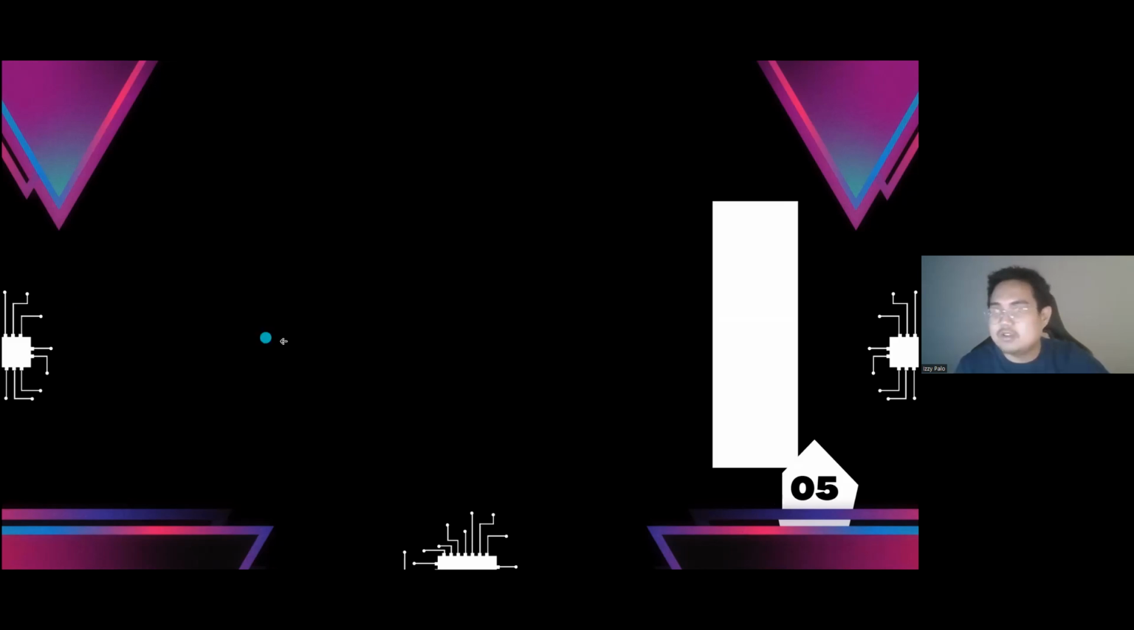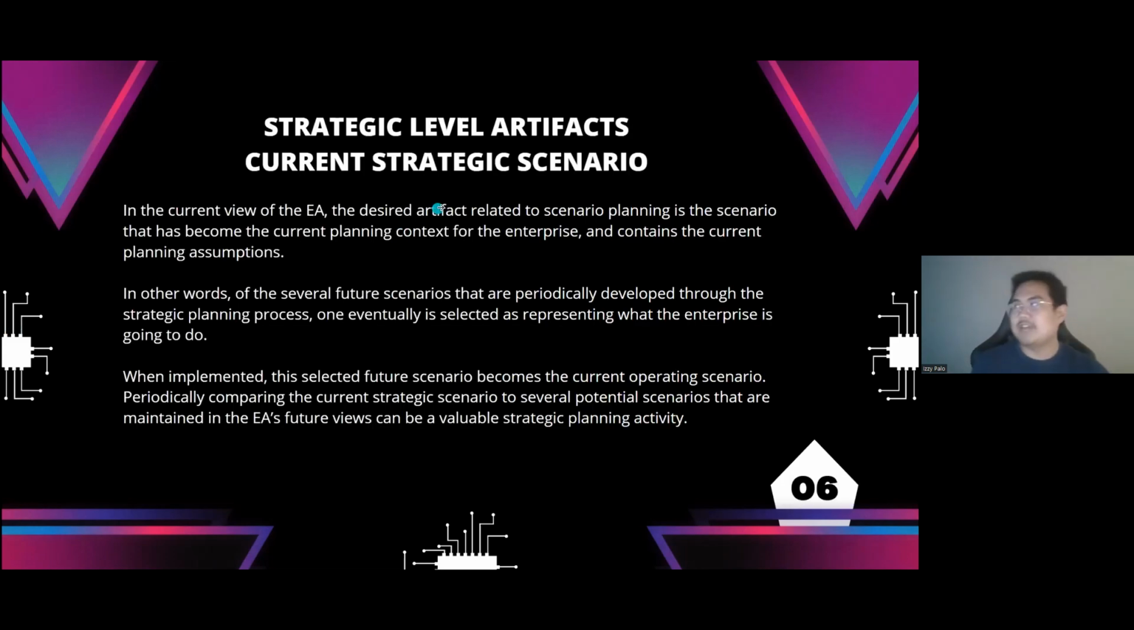So we have the strategic level artifacts. In the current view of the enterprise architecture, the desired artifact related to scenario planning is the scenario that has become the current planning context for the enterprise and contains the current planning assumptions. In other words, of the several future scenarios that are periodically developed through the strategic planning process, one is eventually selected as representing what the enterprise is going to do. When implemented, the selected future scenario becomes the current operating scenario.